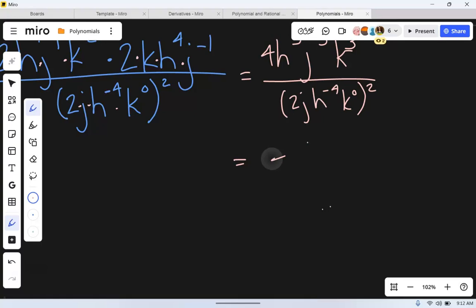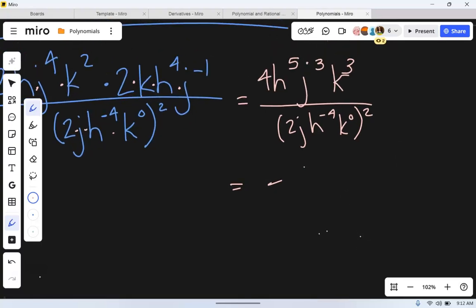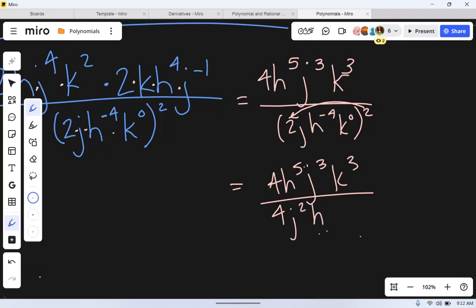So if I distribute the two, I have up top 4H5, J3, K3 over. This starts distributing. So I get 2 to the second, which is 4. I get J to the second, H to the what? -8, and K to the what? 0. You can do multiple steps for the sake of the example. We're just doing one property at a time, but you might combine some of these as you do them.